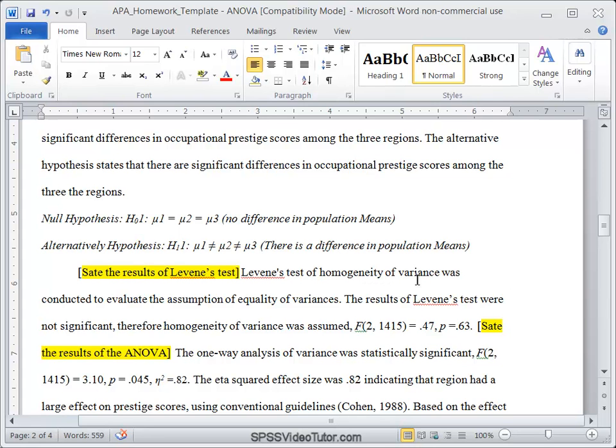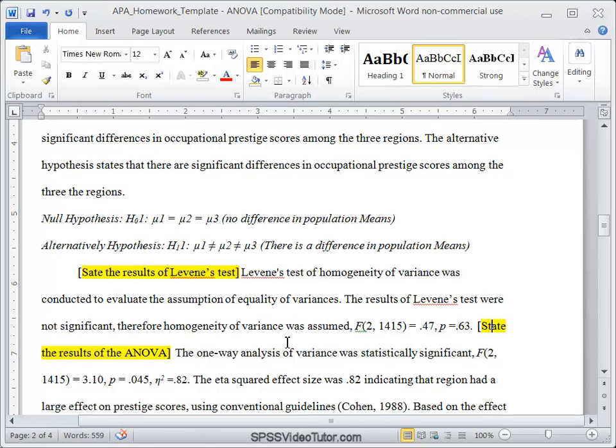Levene's test of homogeneity of variance was conducted to evaluate the assumption of equality of variances. The results of Levene's test were not significant. Okay? Now, you could just simply leave it there and then move on. But what I wanted to do is show you the notation so that if it was significant, you would know how to write it. So you would only write this if the p was less than 0.05. Okay?